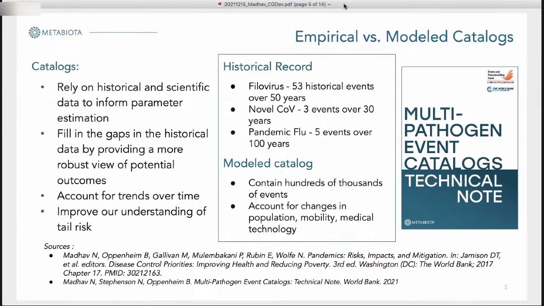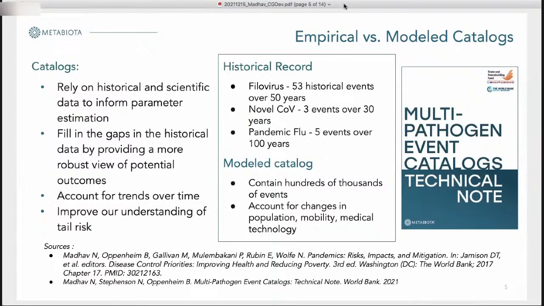So just to give you a sense of the historical record, the types of events that we look at, such as those caused by filoviruses like Ebola or Marburg, novel coronaviruses, or pandemic flu, these are a handful of events over the past 50 to 100 years, whereas our modeled catalogs would contain hundreds of thousands of simulated events and also account for the current conditions, population mobility, and medical technology.